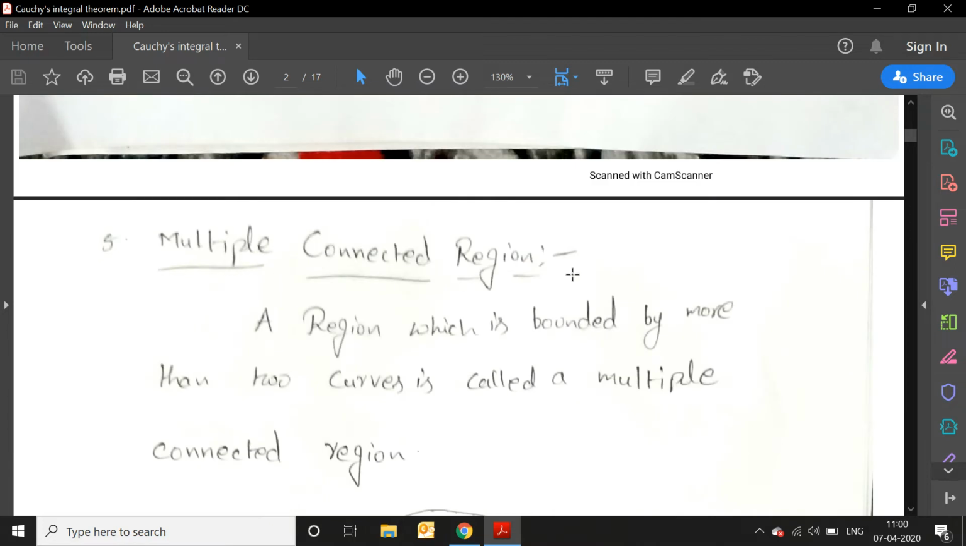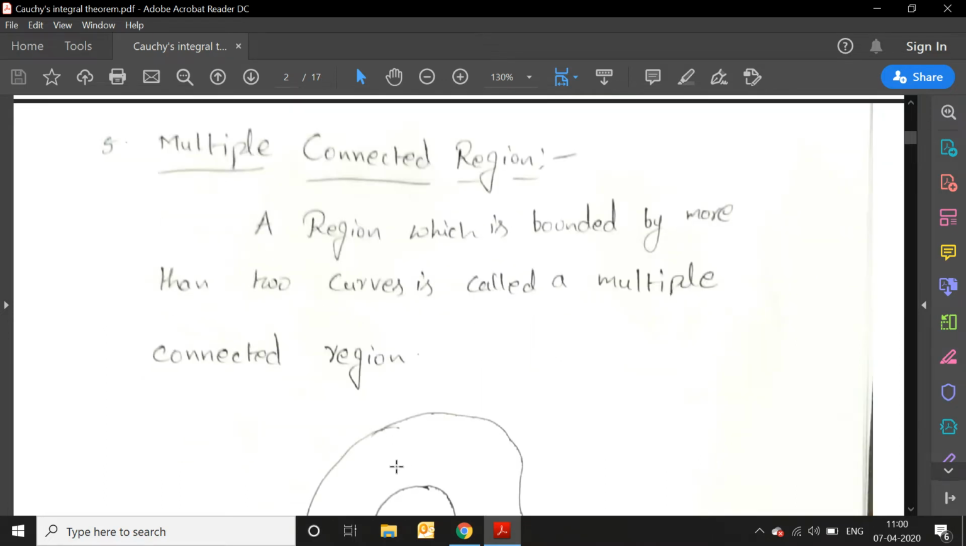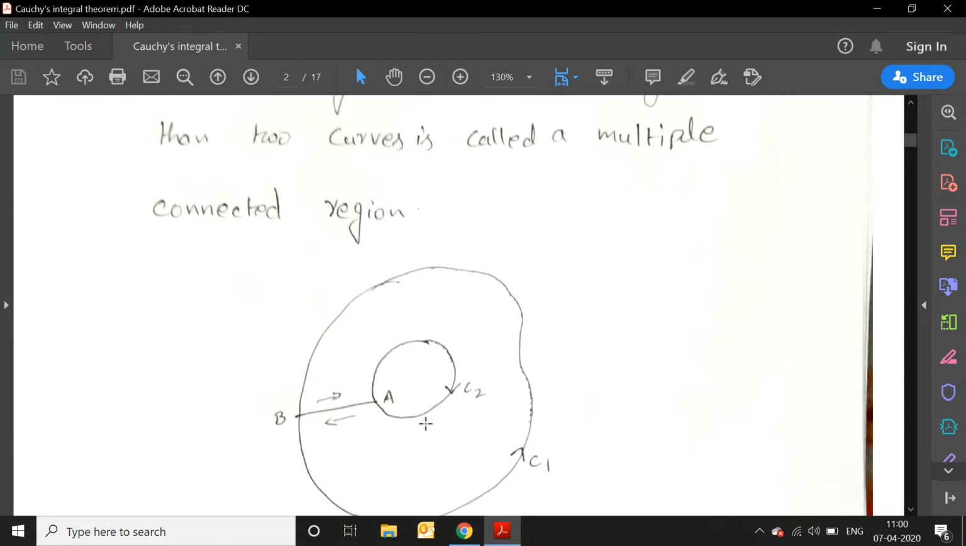Next one is multiple connected region. A region which is bounded by more than two curves is called a multiple connected region. So for example, if you take a curve C2 in clockwise direction, starting at A, and it is connected by AB to the curve C1, which is in anti-clockwise direction. So here two curves are connected by AB. So this type of curves are multiple connected regions.